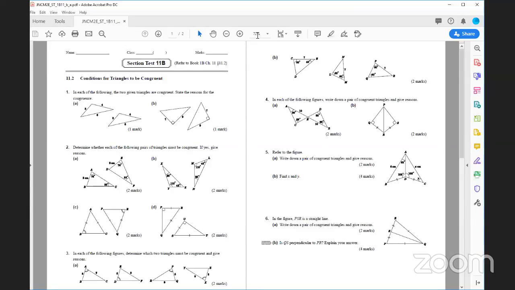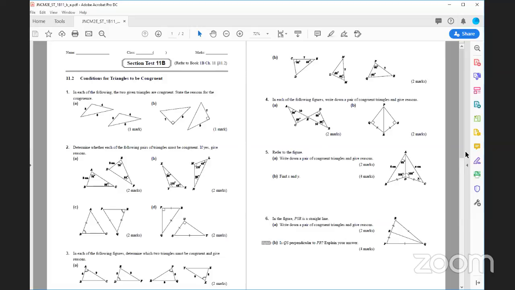3B. How about on the next page, on your right? Can you see that? And then for question, is this okay? Too small or what? Okay. And then for question 4, in each of the following figures, write down a pair of congruent triangles and give reasons. And for question 4, for part A, there are 2 triangles. Okay, for part B, there are 2 triangles.